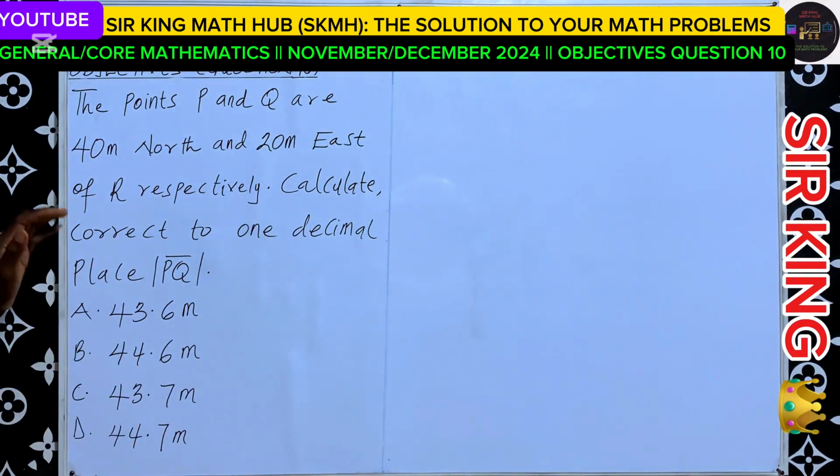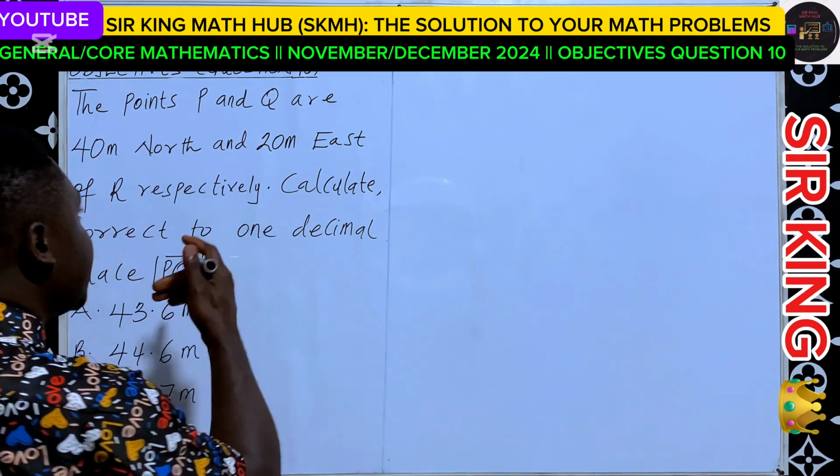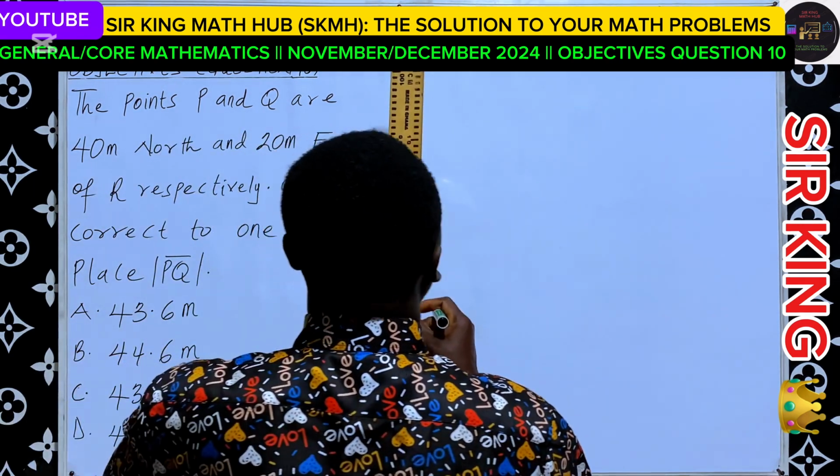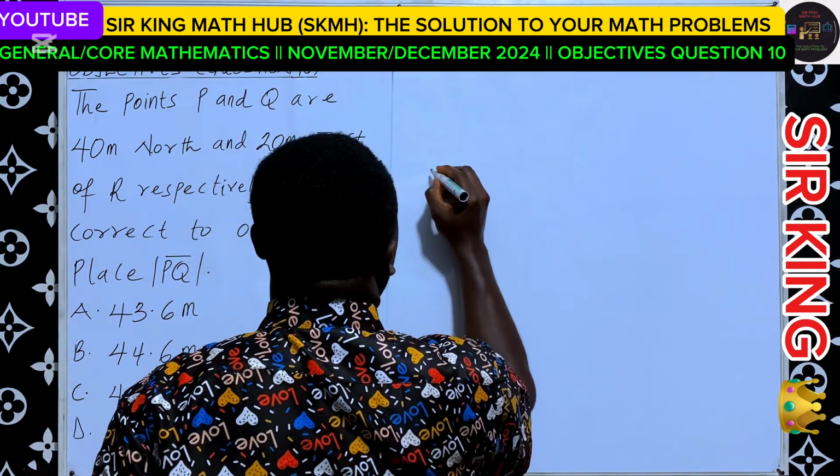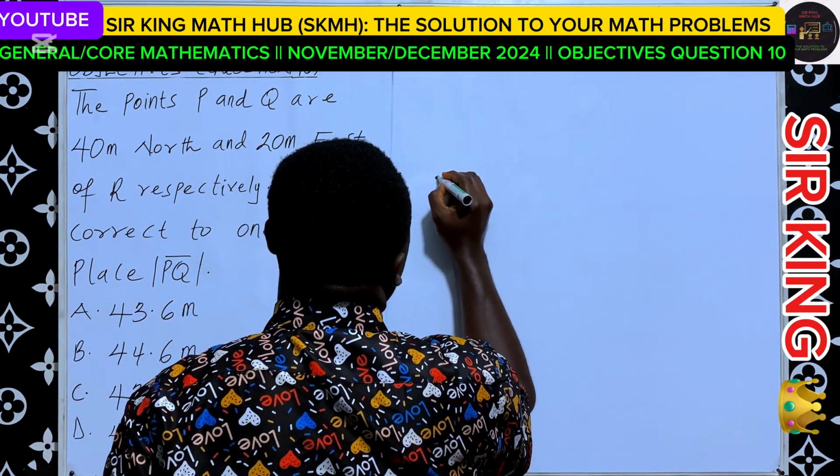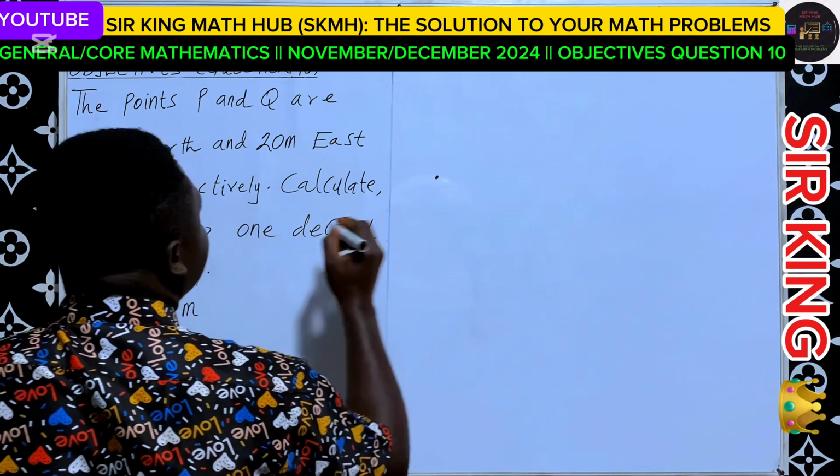Let's quickly provide the solution to objective question 10 on General Mathematics, November-December 2024. I read: the points P and Q are 40 meters north and 20 meters east of R respectively. I think we can represent this on a diagram. So first of all, let's indicate our reference point. That is point R.